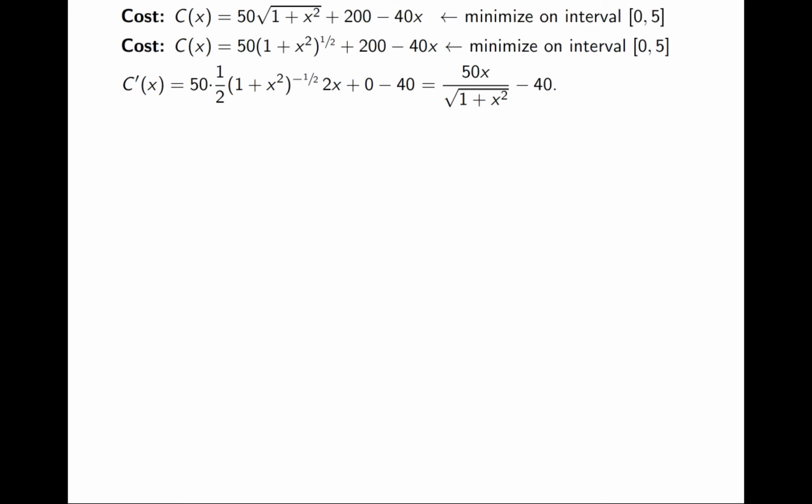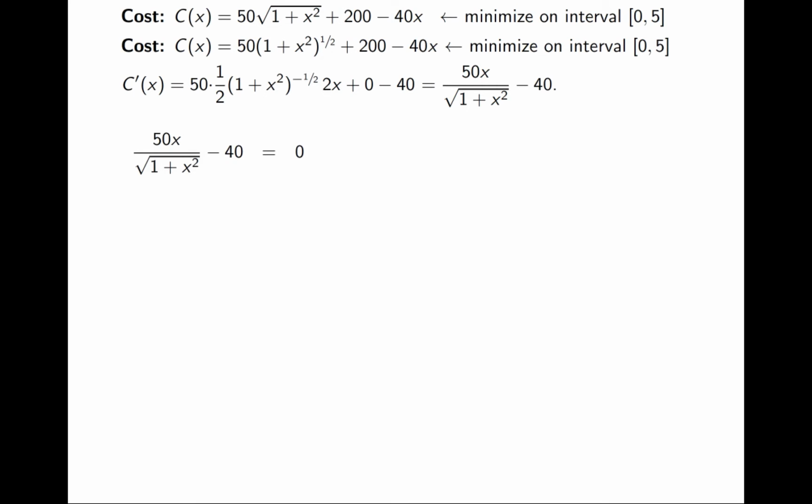And we want to find the minimum of c of x. So we know that's going to happen either at endpoints or at a critical point. So we want to look for the critical points. Those are the values of x that make the derivative 0 or undefined. Now, there is no value of x that makes this undefined. Even if x is negative or 0, you have a 1 plus x squared that's positive inside the radical. So you're not taking the square root of a negative number, nor are you dividing by 0. So there are no values of x that make the derivative undefined.